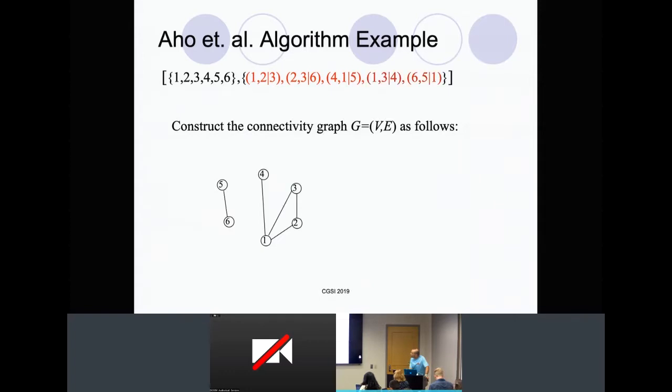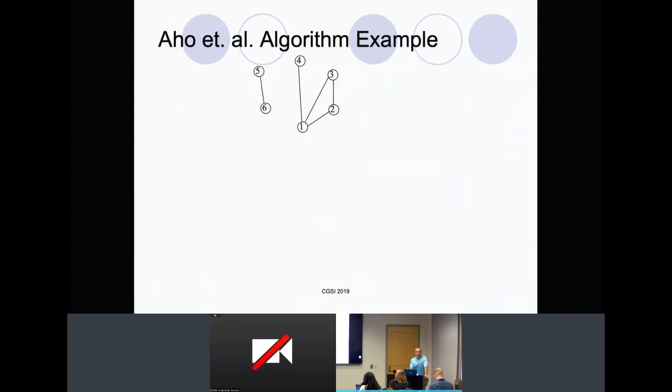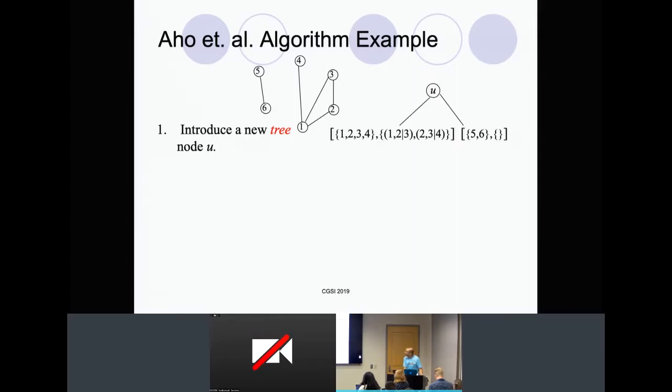Now let's have a look at what we have here. We have this connectivity graph with 2 components. So we partition our species set, our element set, into 2, one part for every component that was produced. And we forget everything that we saw until now. So we introduce a new tree node. We build a tree while we decompose the triplet set. So this is the tree node, U, and it is over these sub-problems.